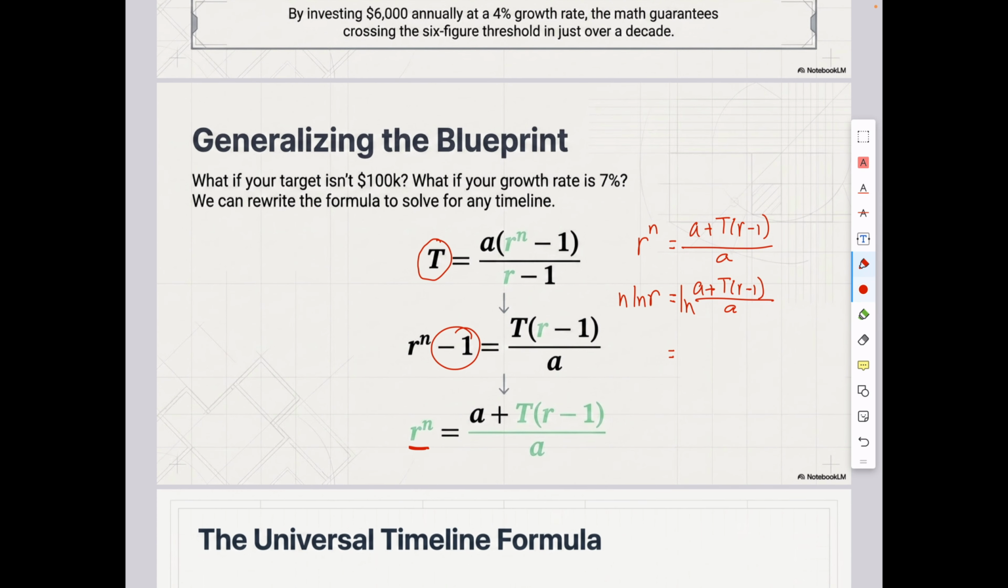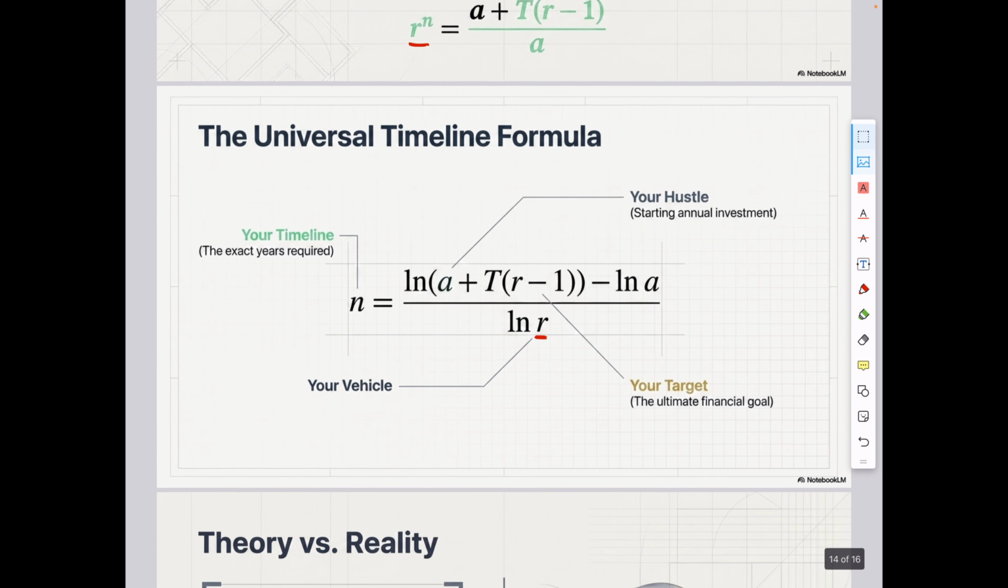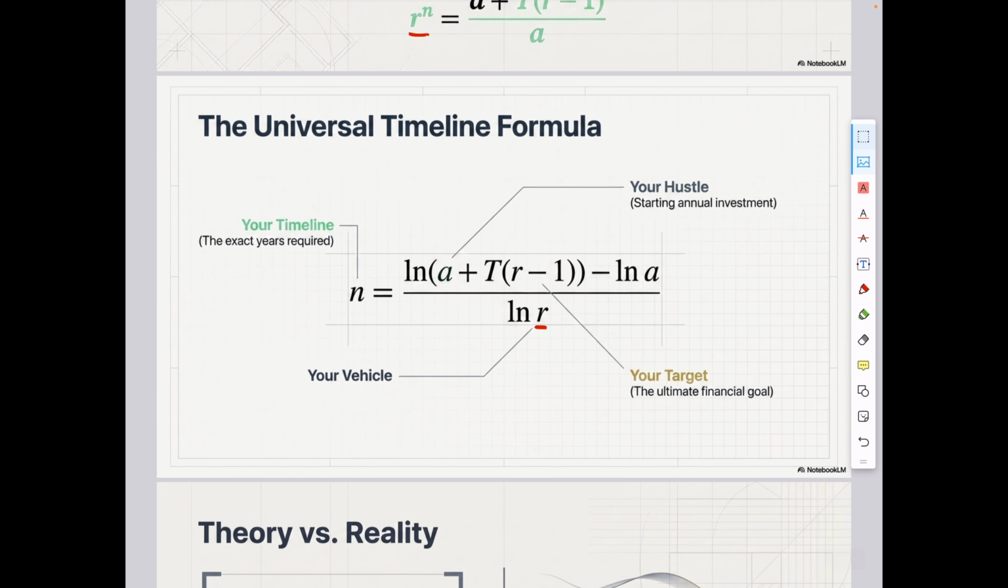Okay, so we know ln A over B equals ln A minus ln B, right? That's our rule for logarithms. So I have ln(A plus T(R minus 1)) minus ln A, divided by ln R, equals n. Okay, so this is your universal timeline formula, where n is your number of years to get to your target.